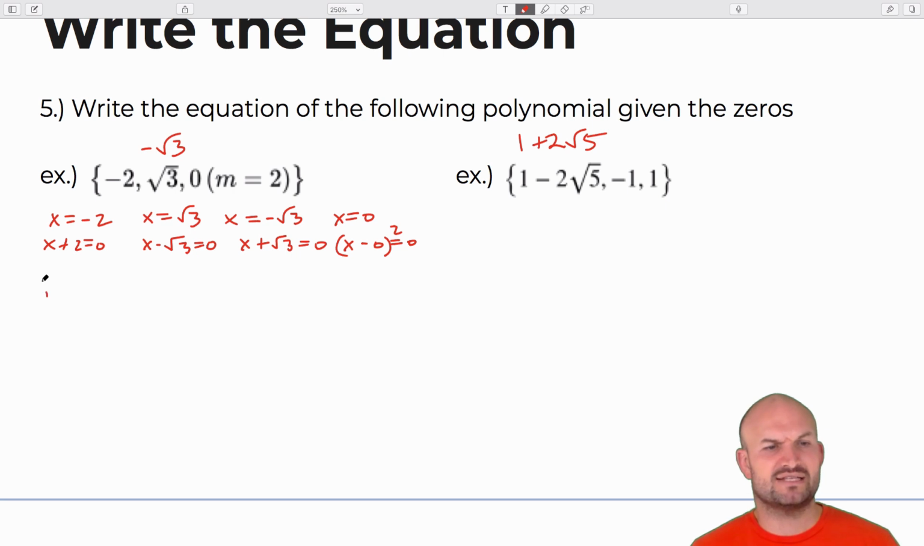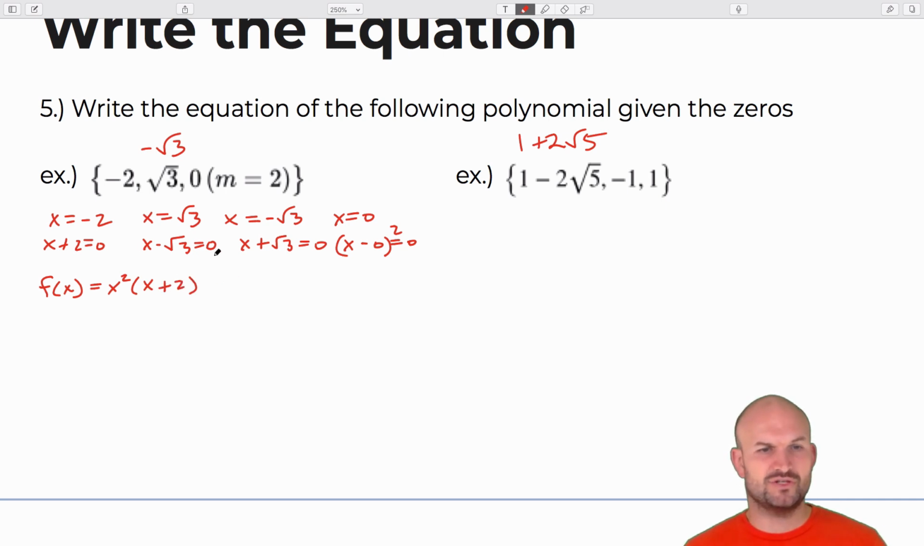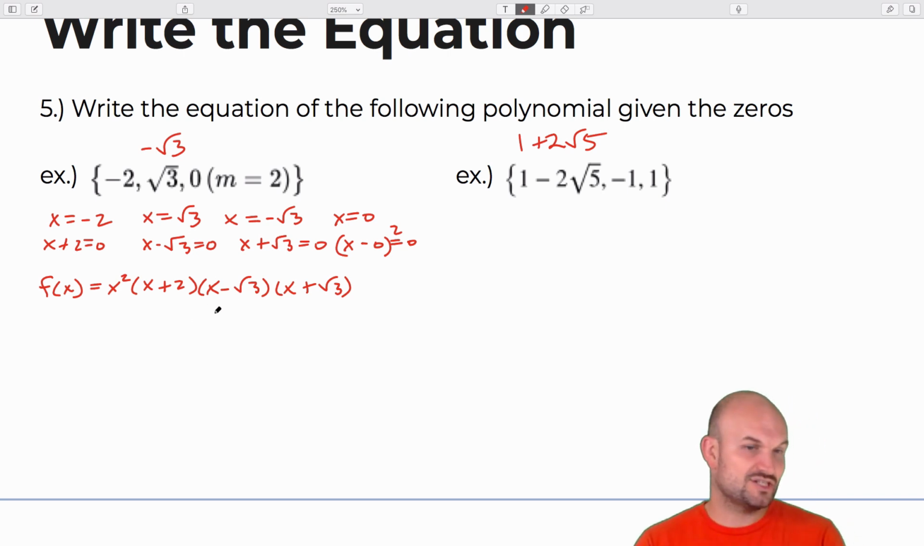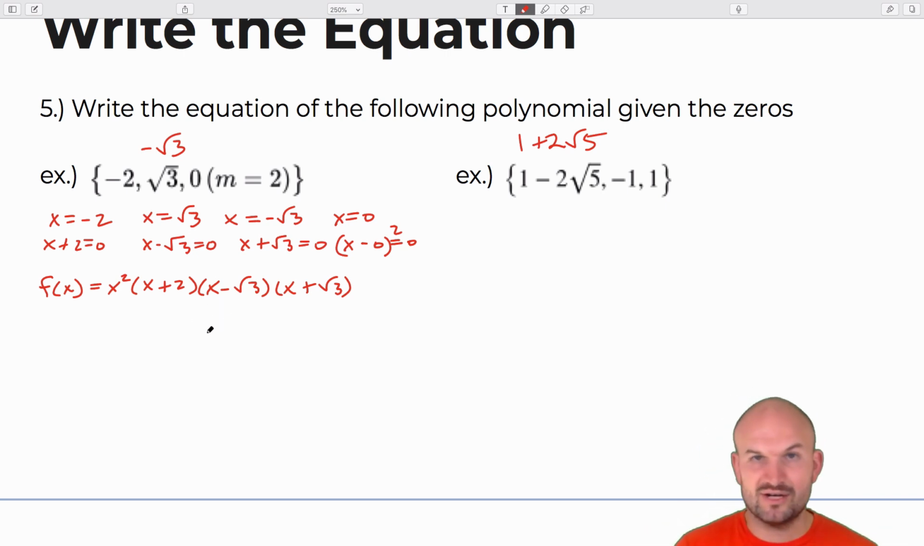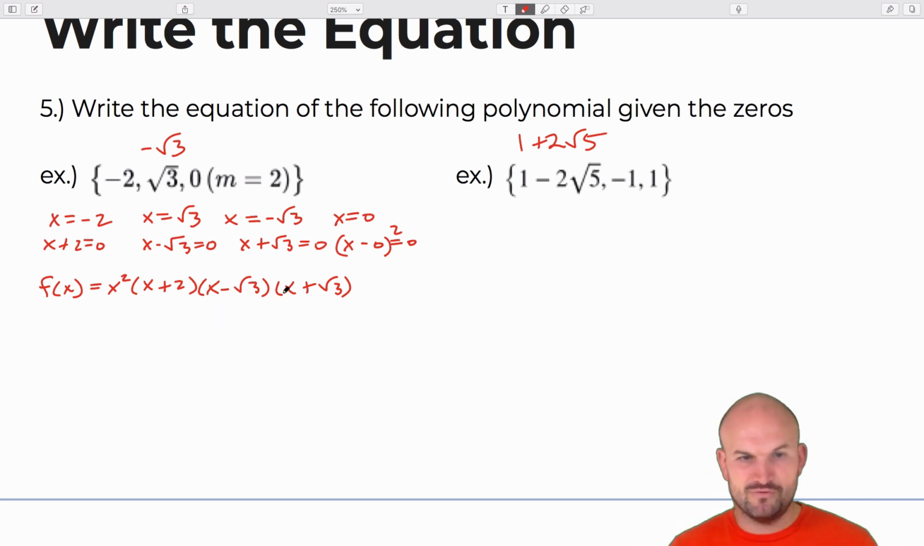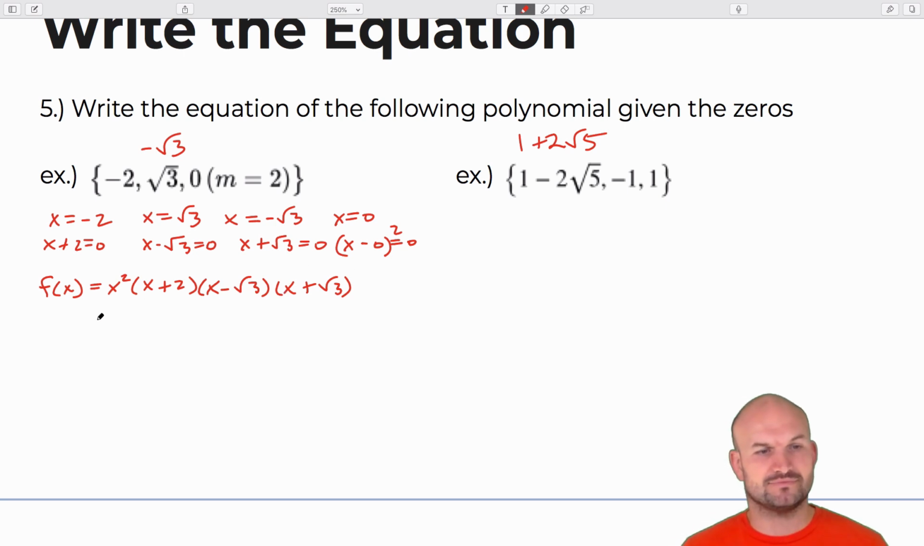And now let's go and write this as a product of its linear factors. So I'm going to start off with an x squared times the factor x plus 2. And then I'm actually going to multiply these. Well, let's actually write it out. x minus square root of 3 times x plus the square root of 3. Hopefully you recognize that is just the factored form of x squared minus 3. Hopefully, if not, you can multiply them out.